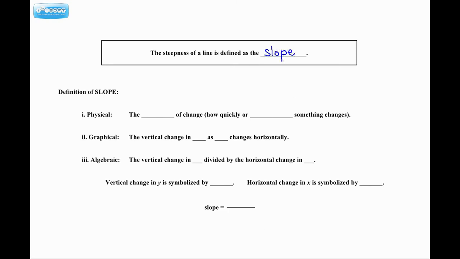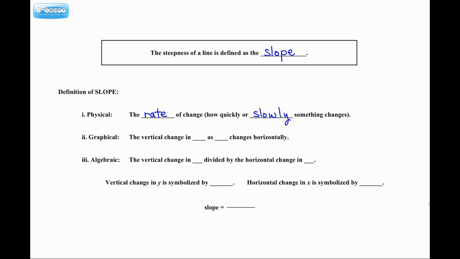All right, so let's actually define it, though, physically, graphically, and algebraically. So physically, what it means, it's the rate of change. Okay, so it's how quickly or slowly something changes. Okay, and things in the world are always changing. So we have to be able to measure that change.